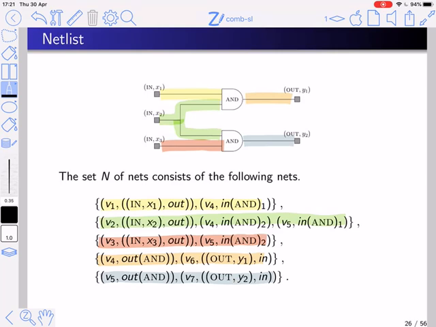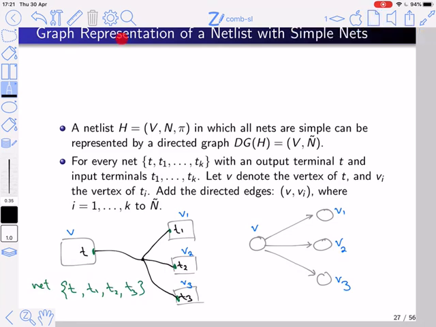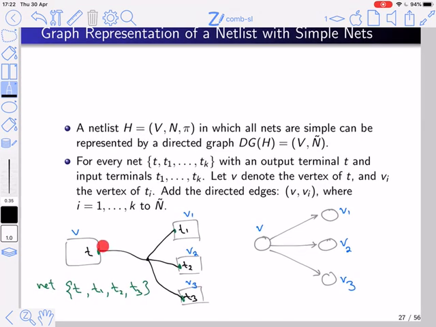describe circuits using netlists, and we also showed how to represent a netlist in which all the nets are simple using a directed graph. So to every netlist H, we attach a directed graph H. In a nutshell, what we do is we take a simple net and we represent this net as a collection of directed edges that emanate from the vertex whose output feeds the net.